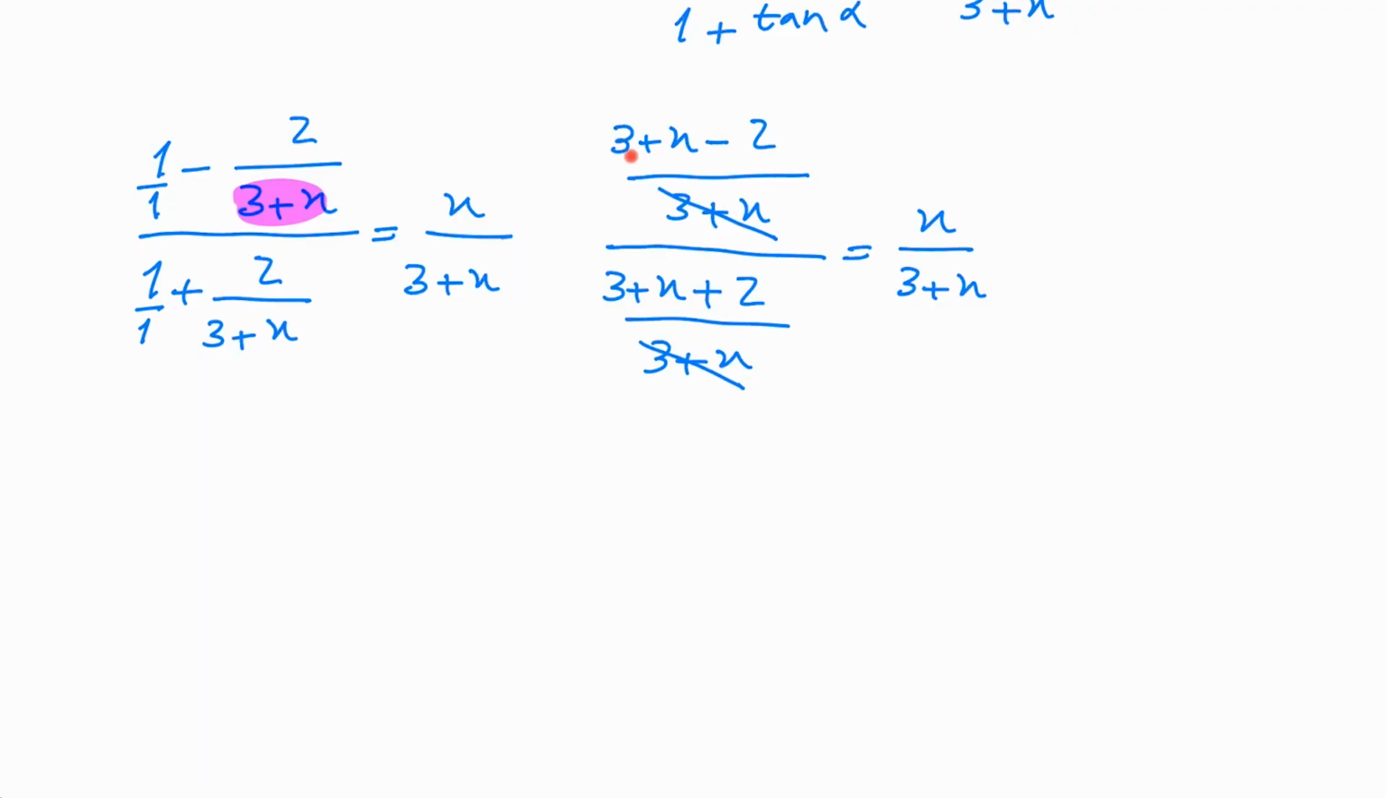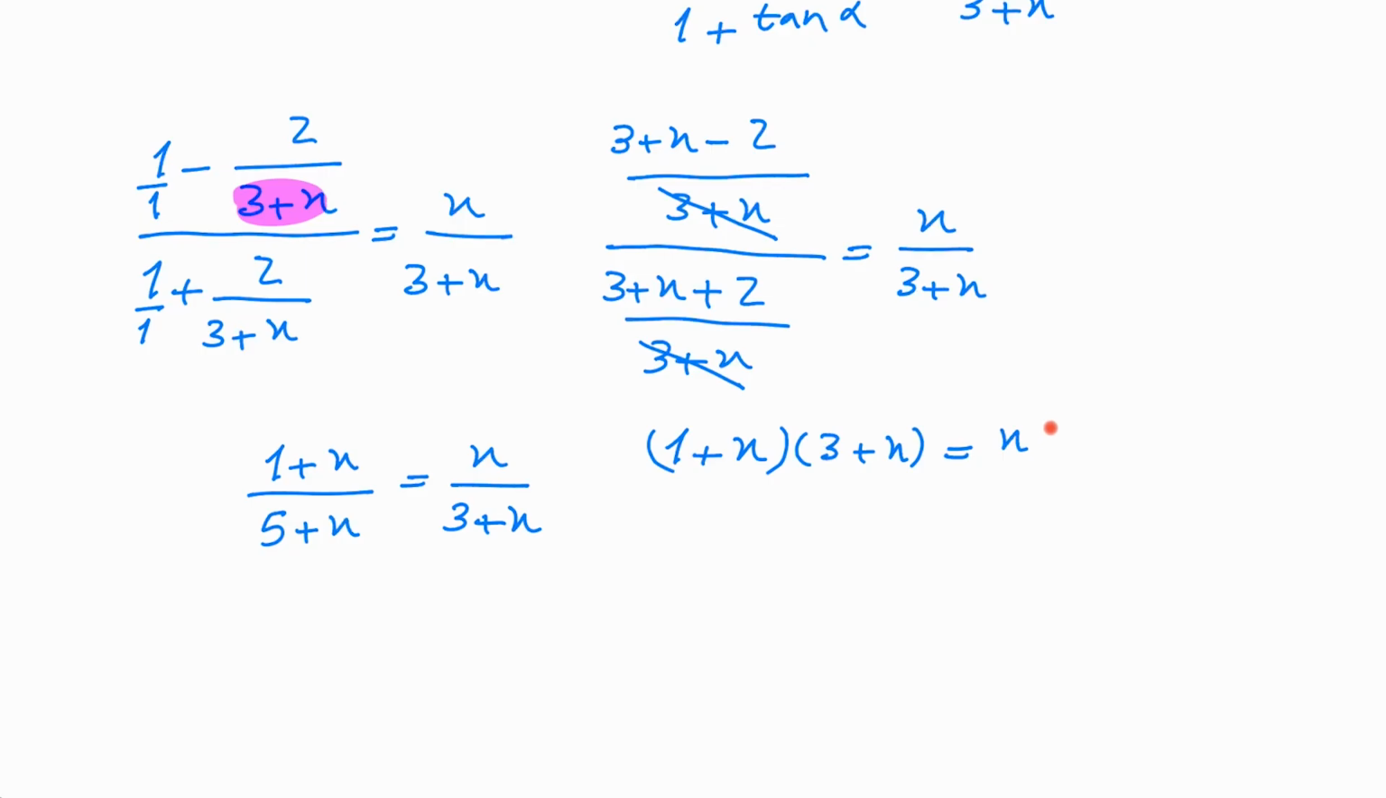We can simplify this. 3 minus 2 is 1 plus x, and here we have 3 plus 2, which is 5, plus x, should be equal to x divided by 3 plus x. Now we can use the product of the top left to the bottom right. It should be equal to the product of the bottom left to the top right. So we can write 1 plus x times 3 plus x should be equal to x times 5 plus x.